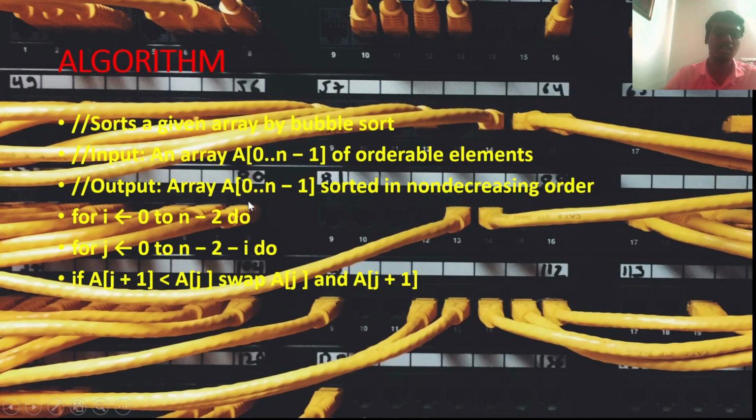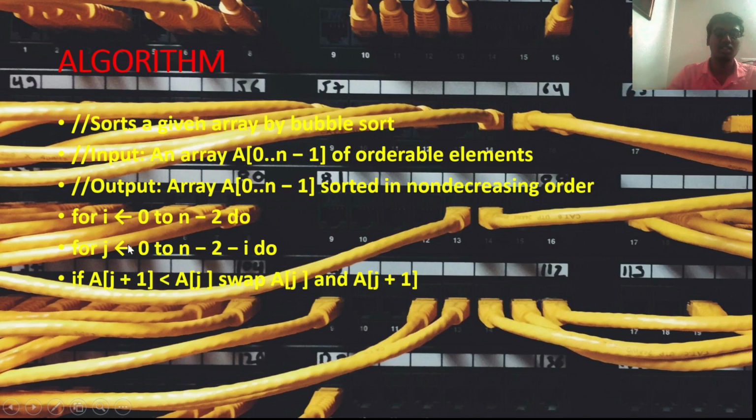So this is the algorithm. First, it sorts a given array by bubble sort. Input: an array A[0..n-1] of orderable elements. Output: A[0..n-1] sorted in non-decreasing order, or ascending order.